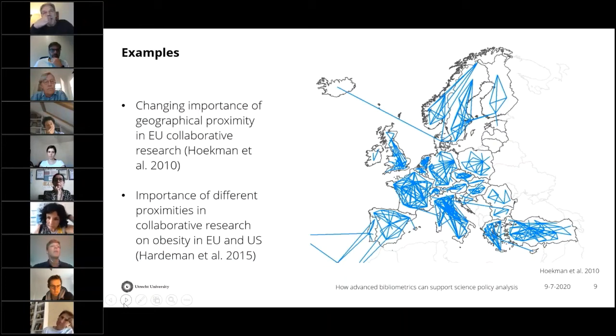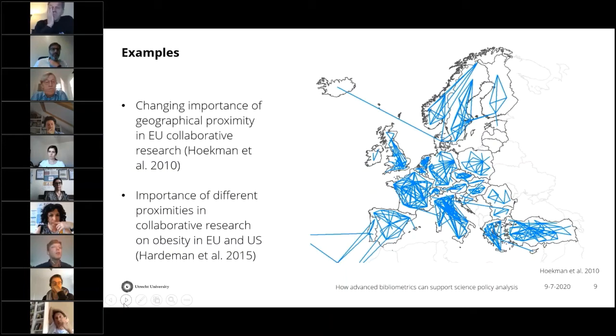Another example is to look at the importance of different types of proximities in collaborative research on a particular disease field, in this case obesity, and then to see whether some of these proximities or distances are more present in the EU and the US. What you find then, for instance, is that there is more institutional distance, or less collaboration between actors from different institutional environments, for instance, industry and government in the US compared to the EU.